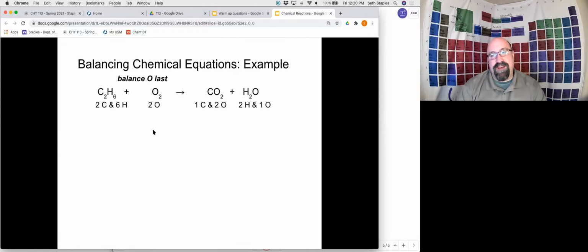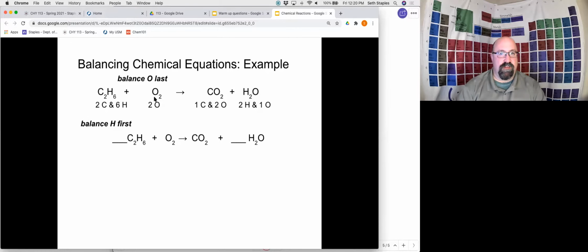So oxygen is by itself. Let's save that for last. We can see O by itself right here. And so we're not going to fix that one right off. We're going to save oxygen for our last element that we actually balance. And so instead, let's go ahead and start with hydrogen in this example, because that's the one that we have the most of. We have 6 hydrogens here, 2 here.